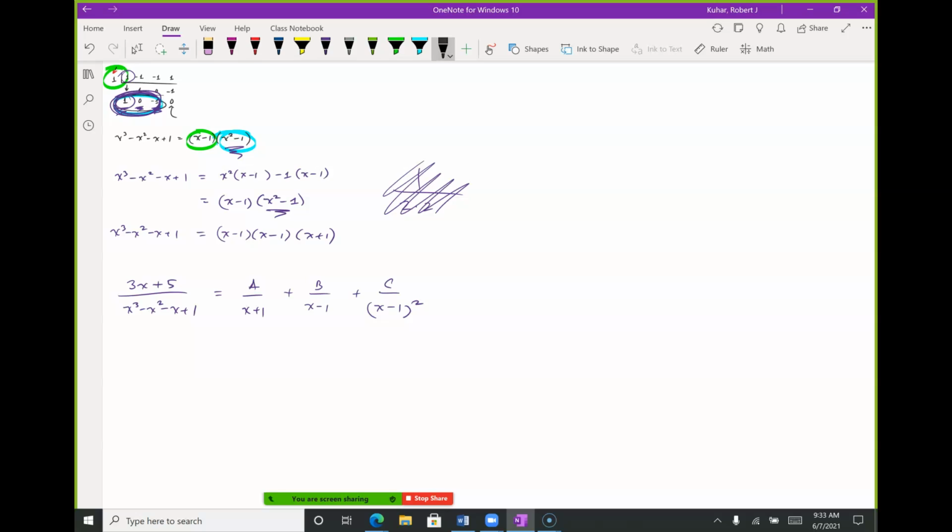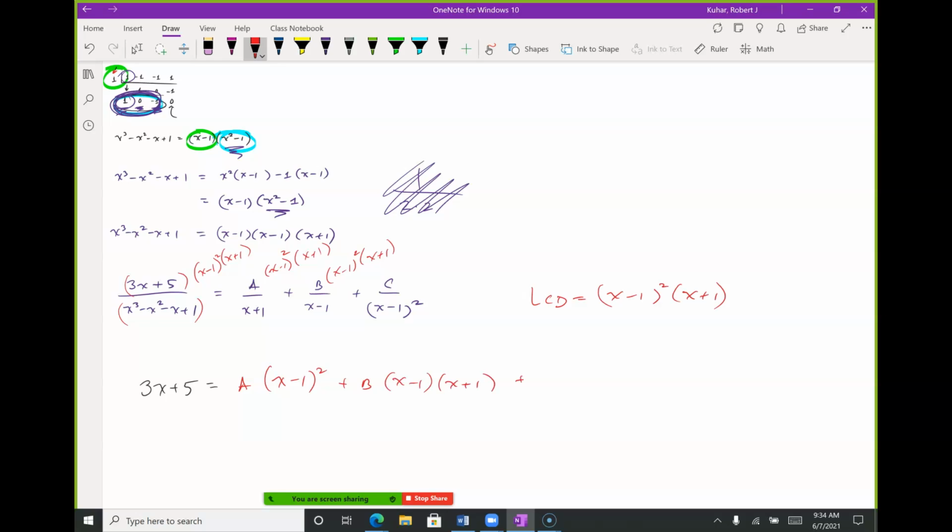All right, so how do we generate this now? We know we're going to get 3x plus 5 is going to be equal to... So now the key to realize here is the LCD is x minus 1 squared times x plus 1, right? So if I kind of sneak that in here, you see, I'm going to get A times x minus 1 quantity squared. One of those factors will cancel on the B term, so I get plus B times x minus 1 times x plus 1. And then I get C times x plus 1. So I kind of am shortcutting that step a little bit there. As much as I wrote it out in detail last time, I'm skipping a little bit there.